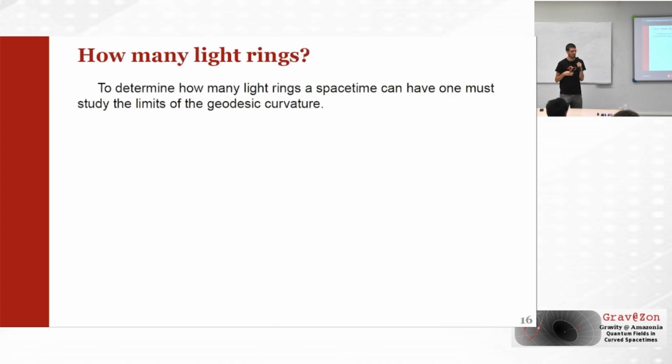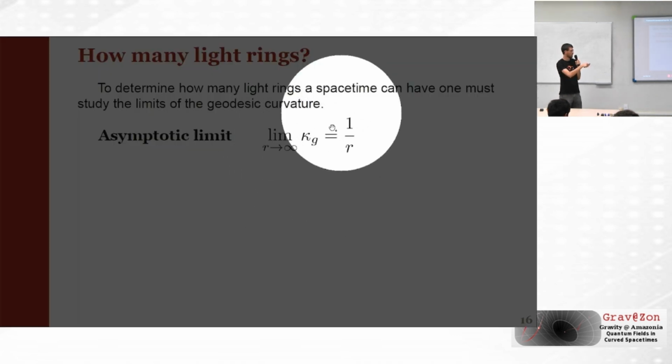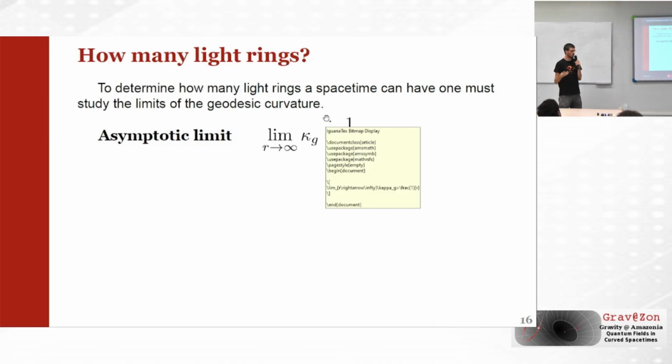Now, we want to establish some sort of theorem, like what Pedro did before, on the existence, number, and stability of light rings in generic spacetimes. To do so, we have to study this function in the appropriate limits. In the asymptotic limit, since we are working with asymptotically flat spacetimes, we recover the Euclidean result for the curvature of circumferences, which is positive, and it goes to 0 from positive values.